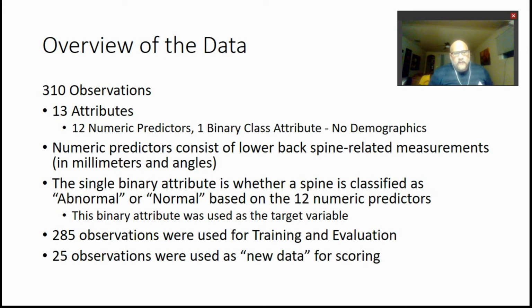So 285 observations were used for training and evaluation, and 25 observations were used as a simulation for new data for scoring. So these 25 observations from the original 310 were used to simulate new patients coming into the system.